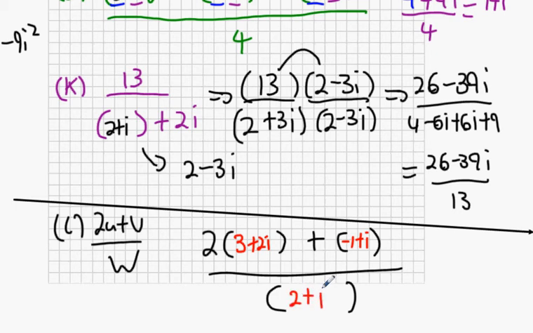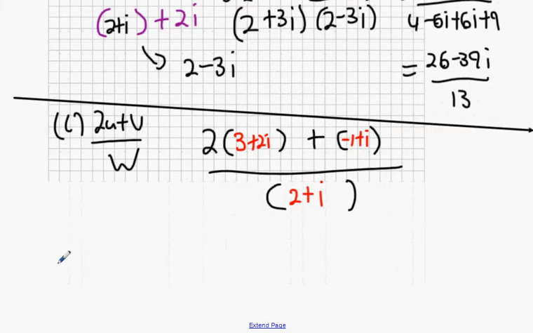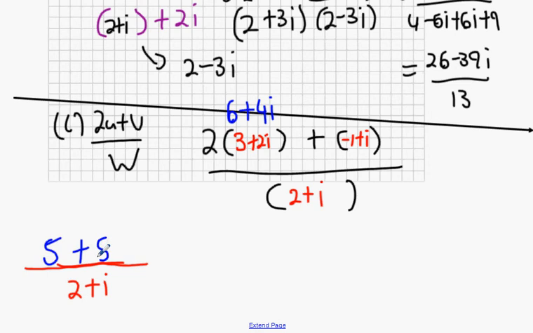2 plus I. Okay, 2 plus I is going to be on the bottom, but what's on the top is more important. It's going to be 6 plus 4i. What's 6 minus 1? 5. And then 4i plus I is 5i. What's the problem with this one? Conjugate, so 2 minus I top and bottom.